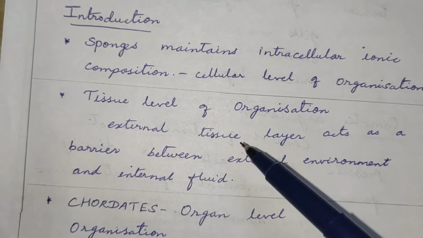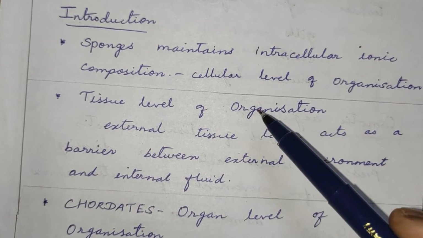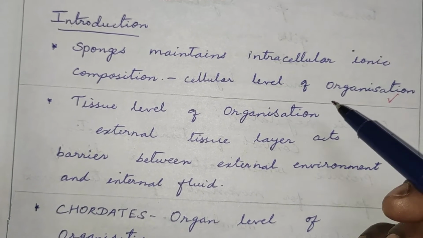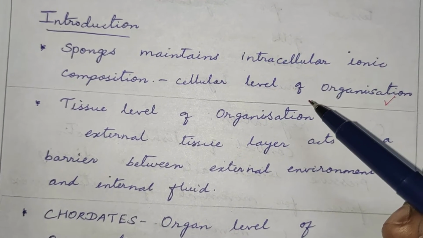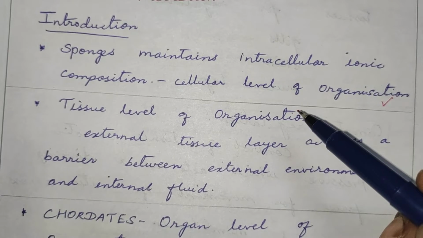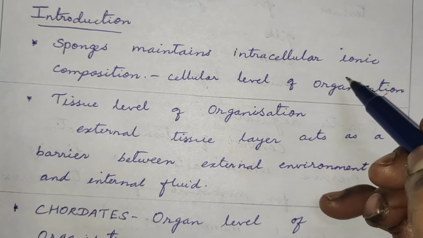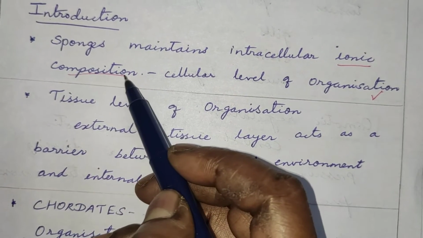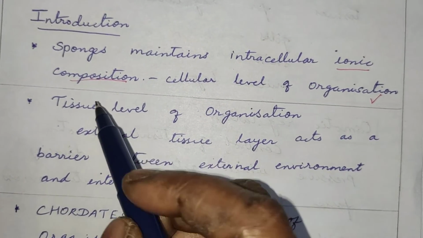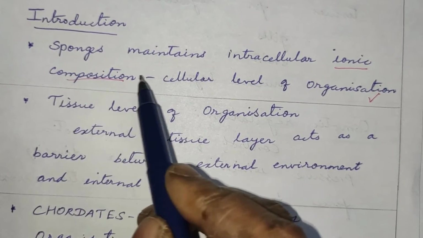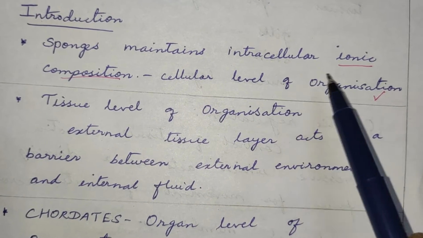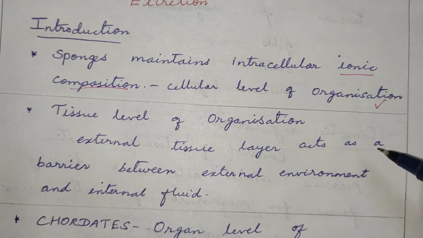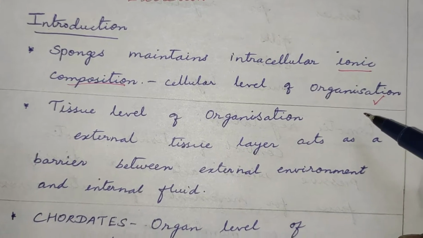Sponges have a cellular level of organization, so that each and every cell is surrounded by the seawater. So the sponges should maintain an ionic composition in each cell. So you can see the sentence: sponges maintain intracellular ionic composition. So this is about sponges.